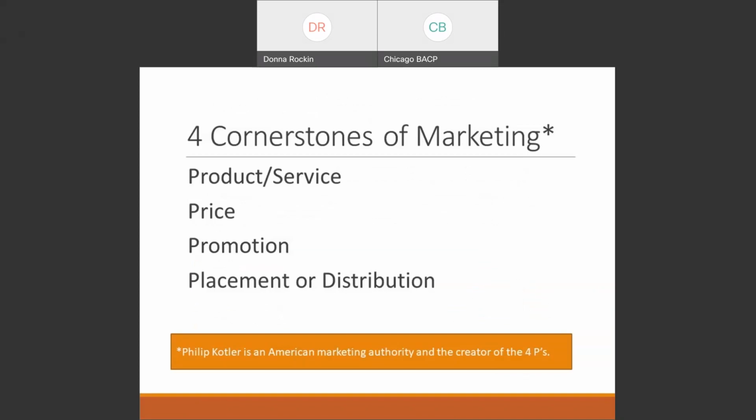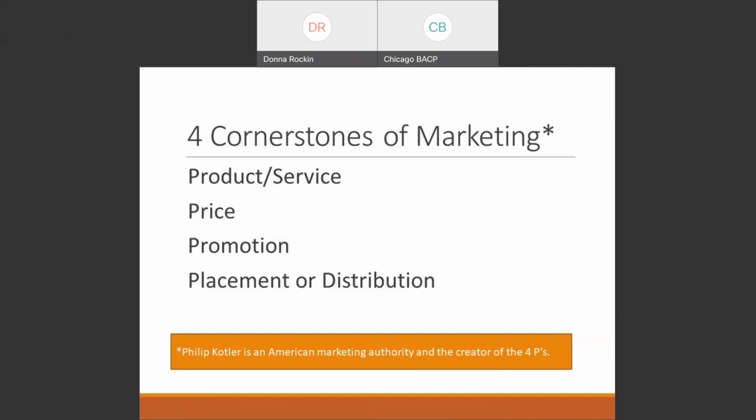Now, the four cornerstones of marketing. I wish I had made this up. I didn't. It's Philip Kotler. He's an American marketing authority, and he invented this probably 50 years ago. The man's really old now. I do believe he is still alive. He was a professor at Northwestern University, our very own Northwestern, but he came up with these four pillars.